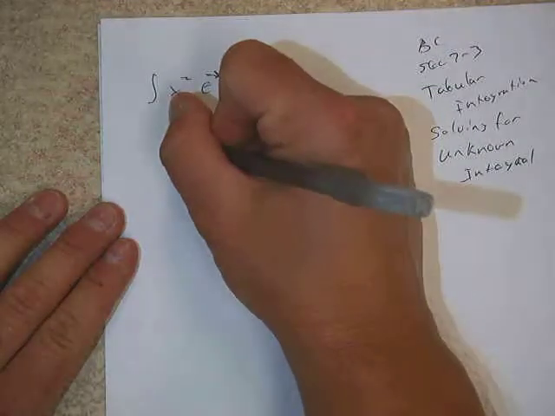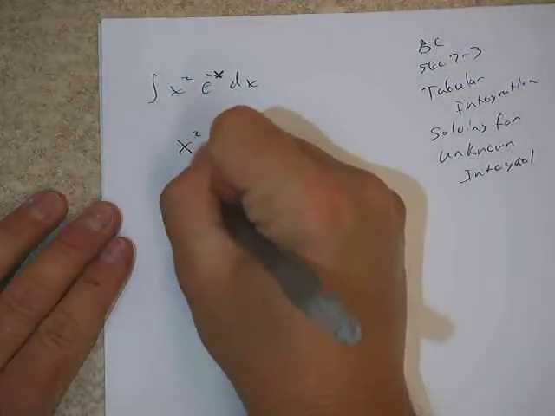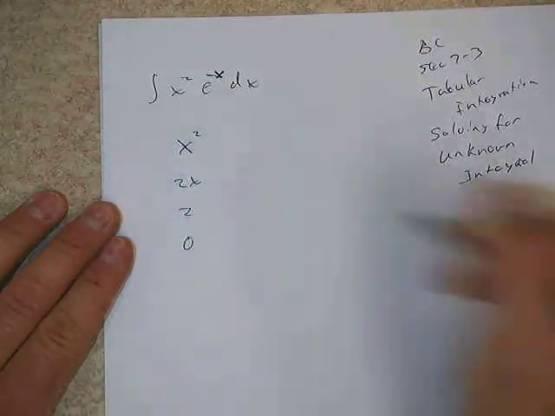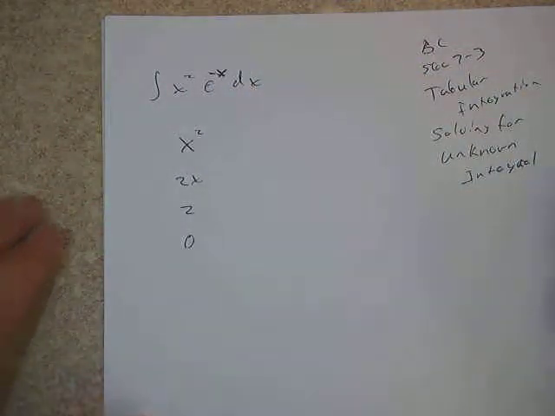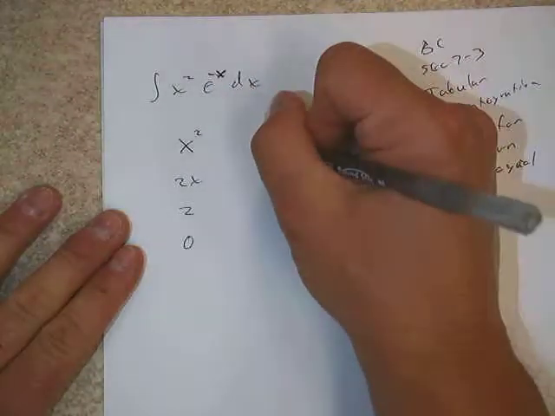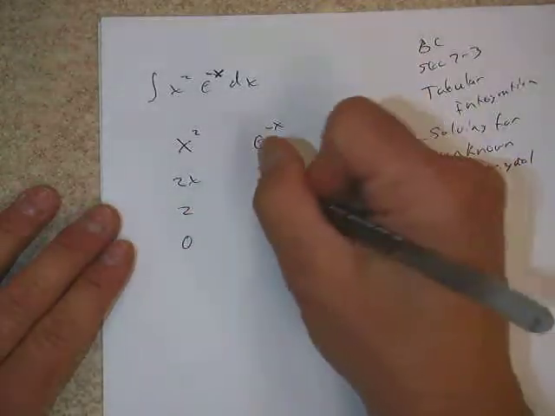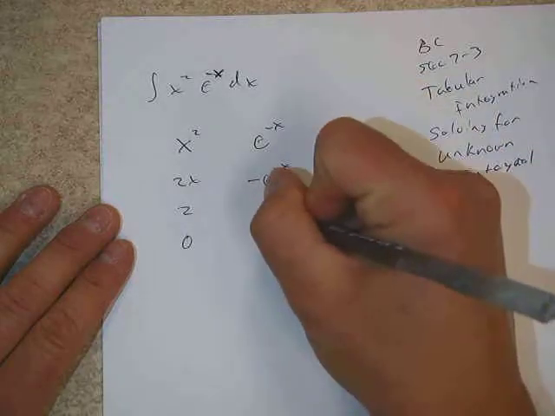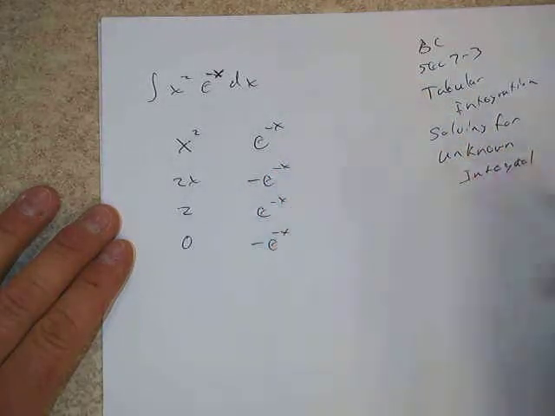The technique ultimately is this. We're going to write down the actual function. We're going to write down x squared. Then we're going to write down its derivative, and then finally get down to 0. So we're going to have 4 things in this column, and obviously if the power was bigger, we'd have more than 4. And then on this side, we're going to write down the other part, which is e to the negative x. We're going to write its antiderivative here, and here, and here.